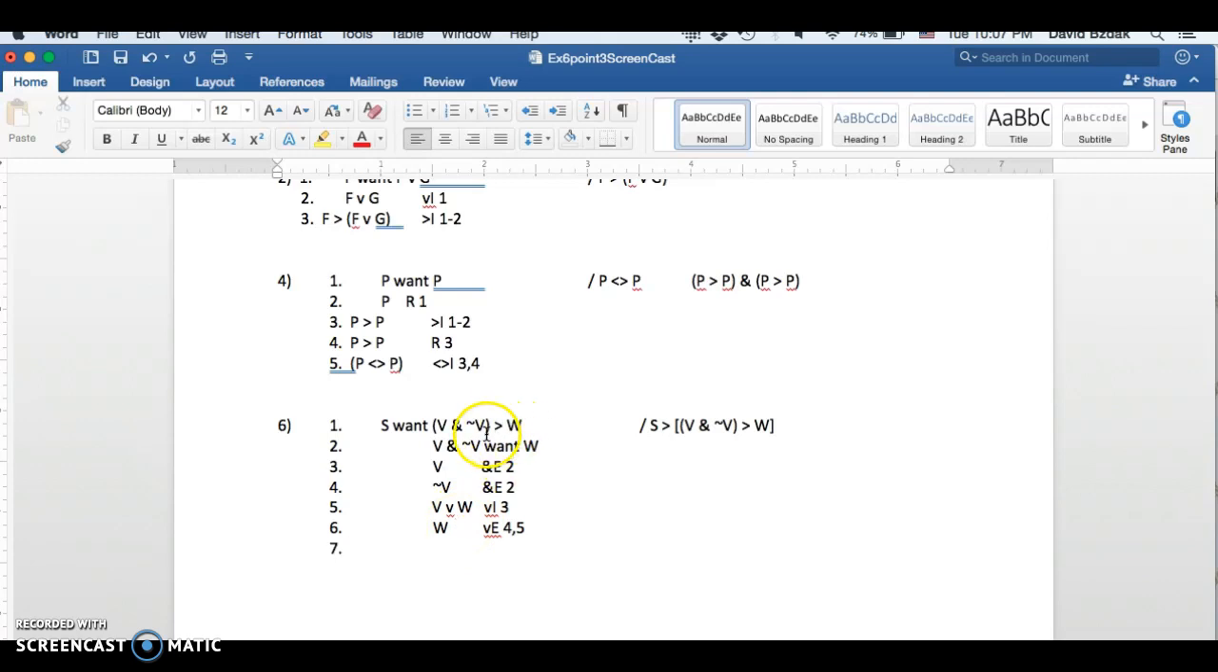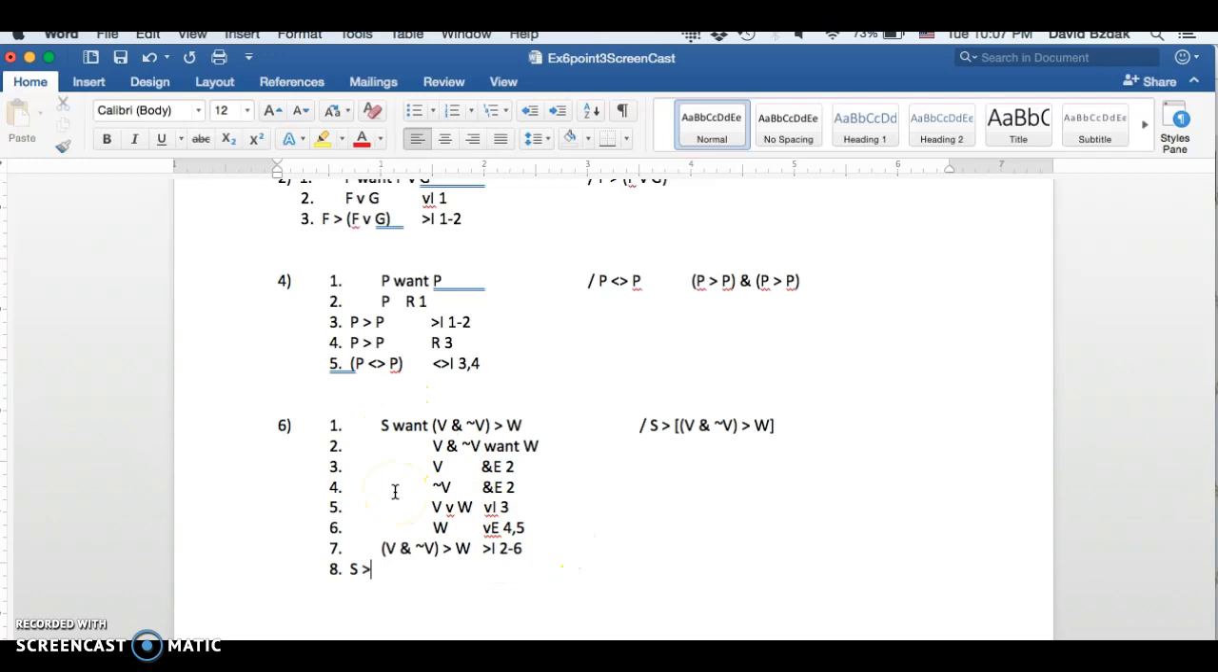So that's what we wanted, right? We wanted W. So this is done. We get if V and not V, then W. That's by conditional introduction 2 through 6. Right, 2 was our assumption, 6 was our consequent. So lines 2 through 6 give us this conditional. And now that was what we wanted, so we get our conclusion.